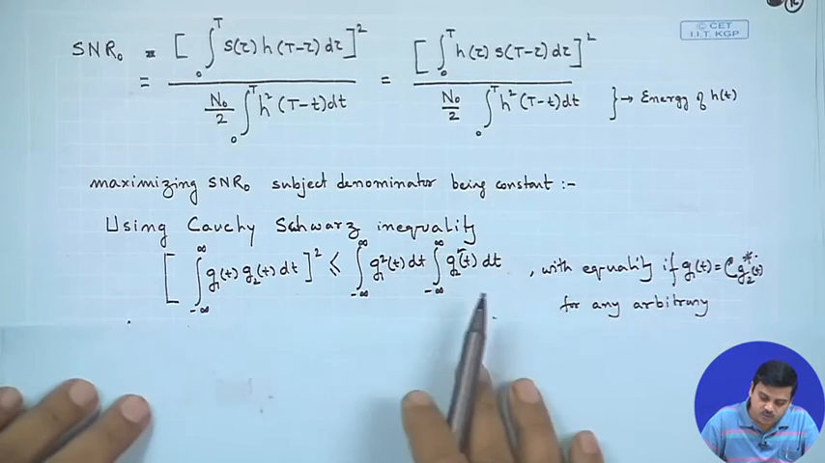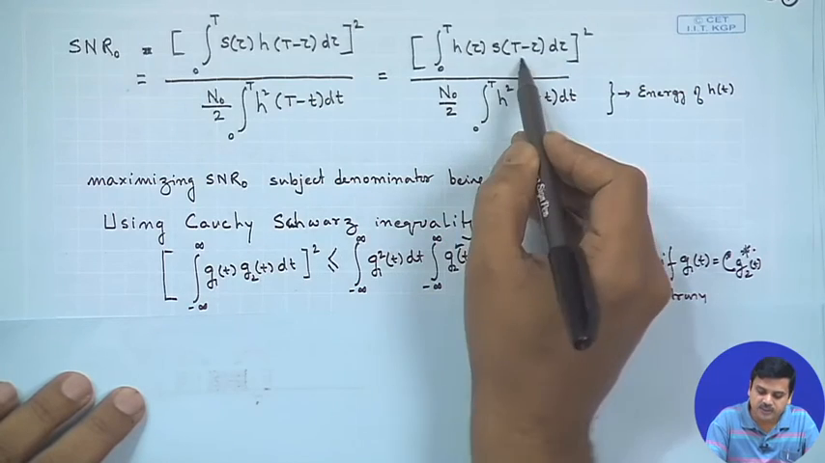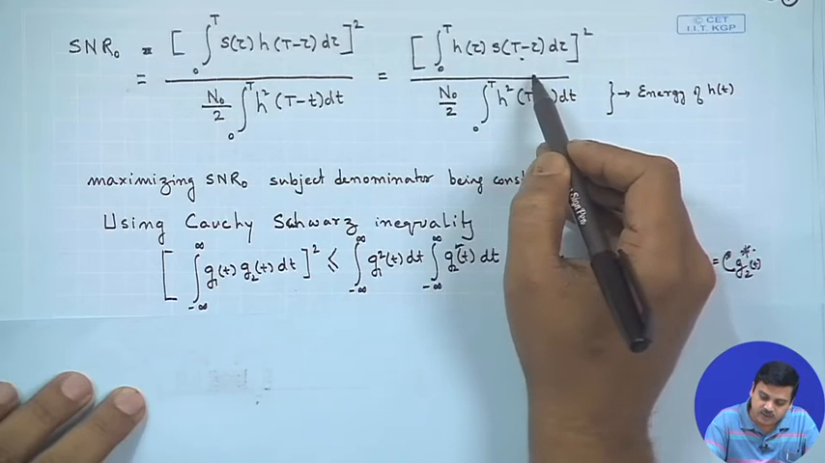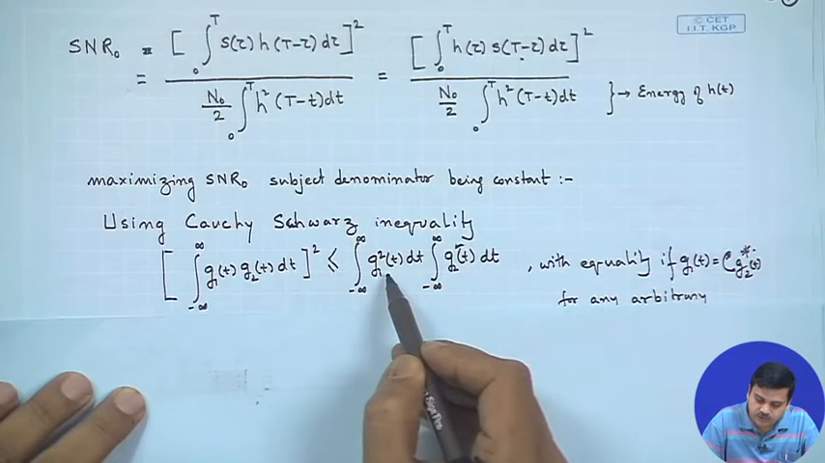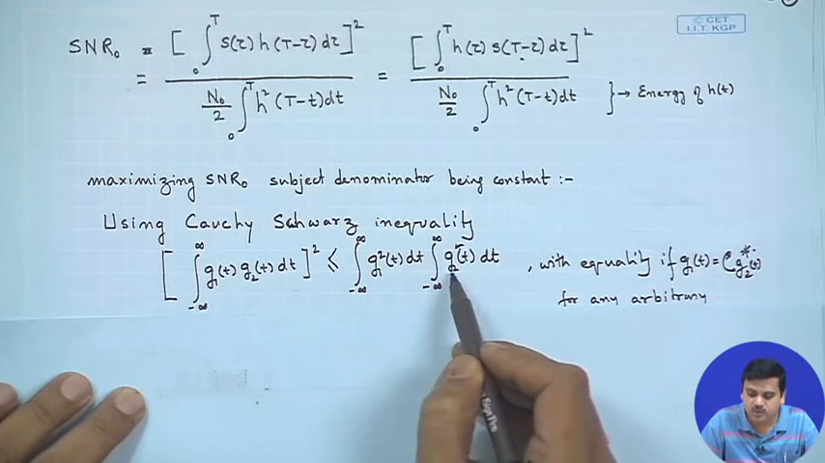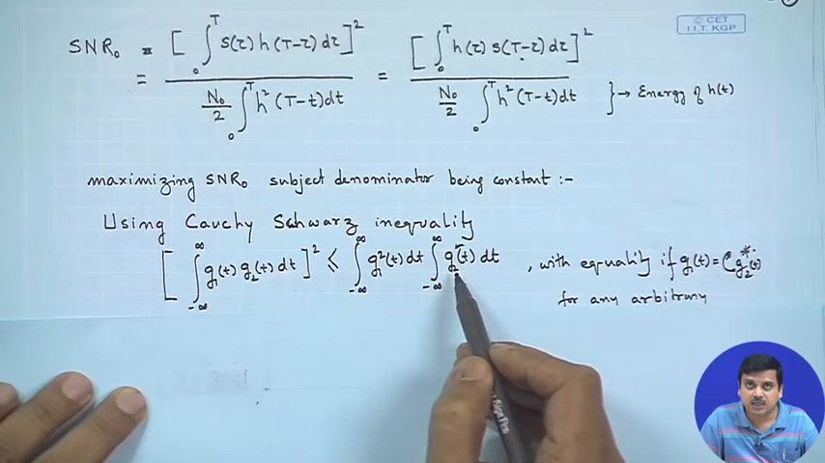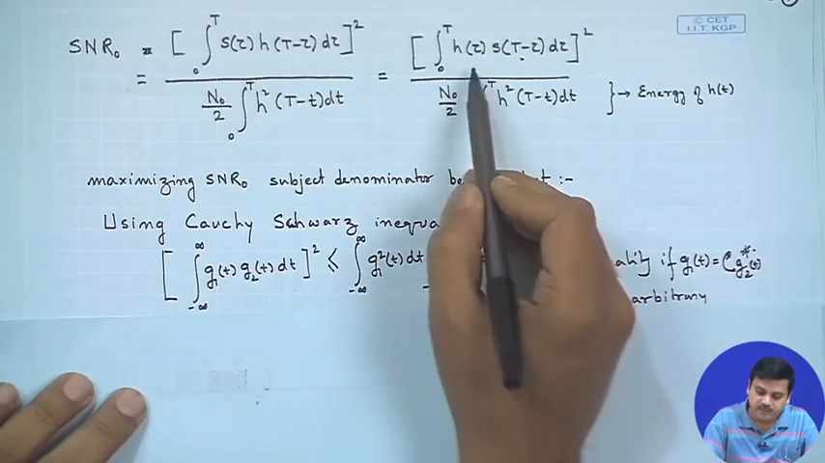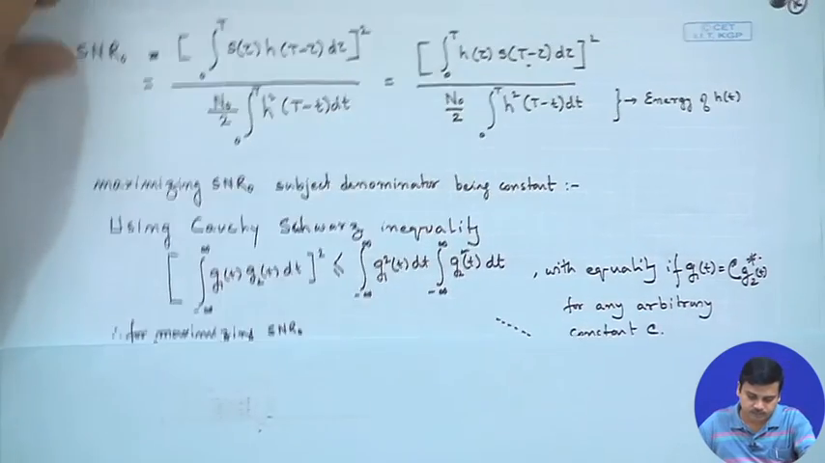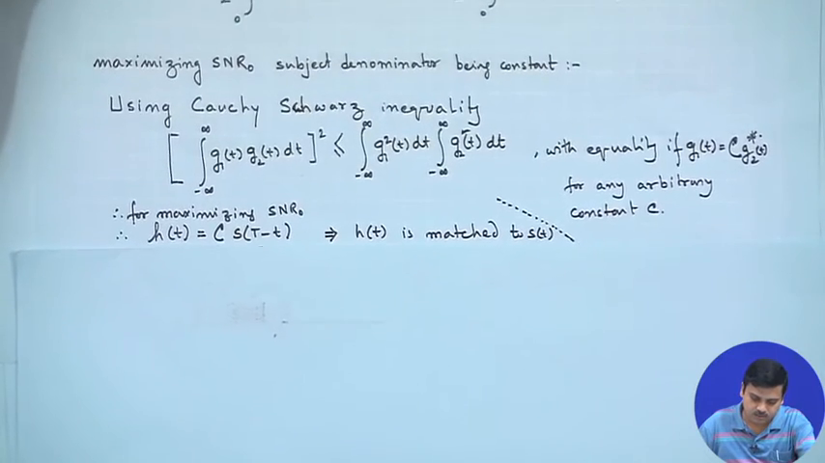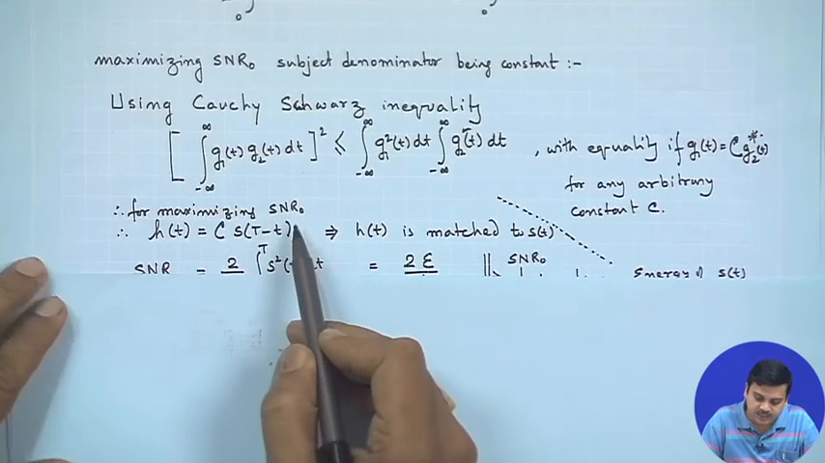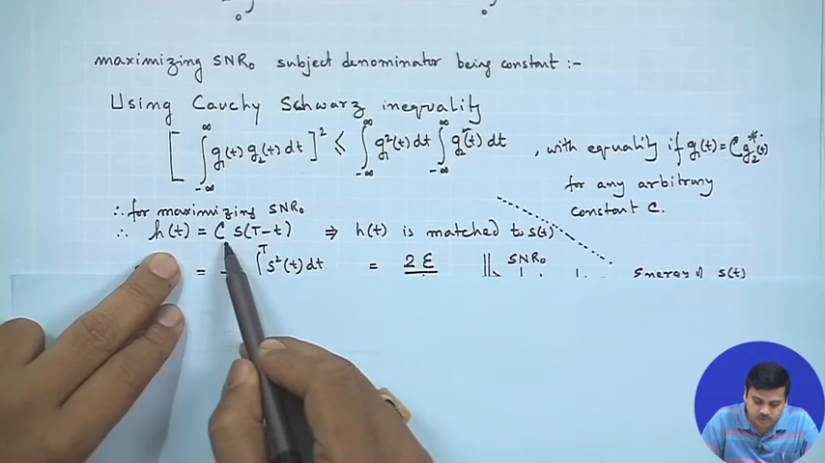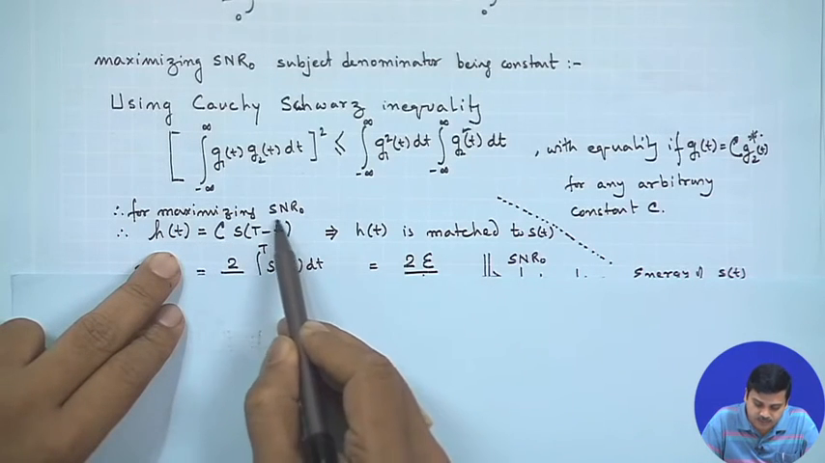So, looking at this expression, the numerator is less than or equal to the integration of squared h and squared g. So, the best value that we can get out of this is when it is equal. So, for maximizing SNR, we have h of t equal to some constant times this thing.